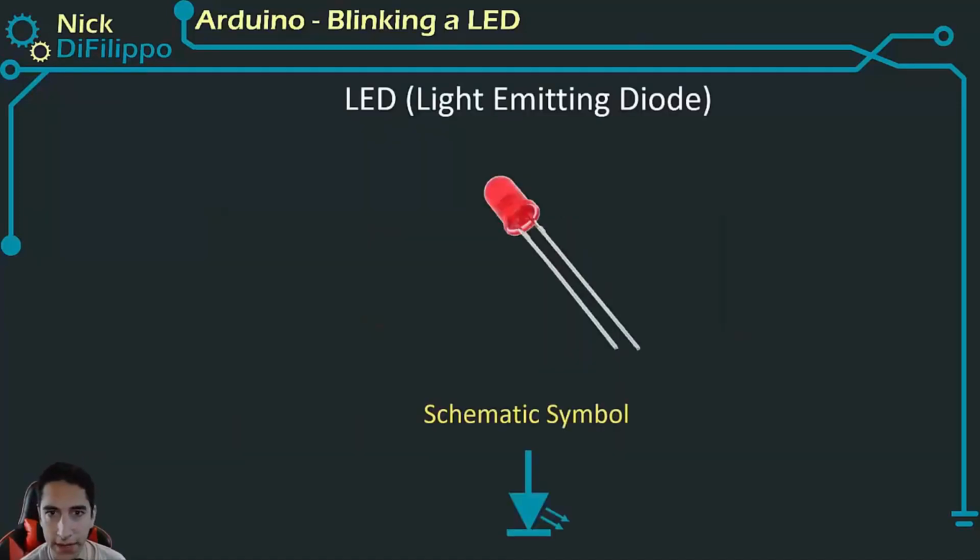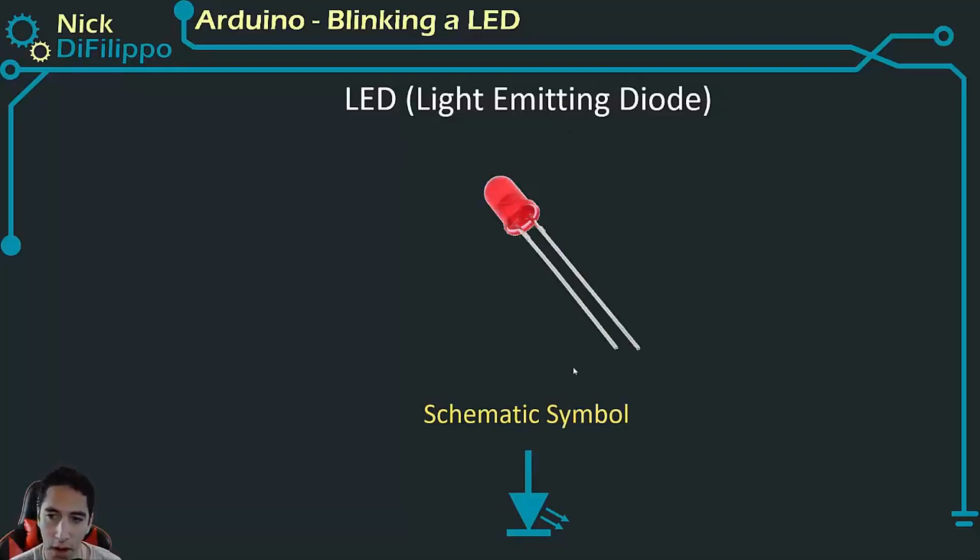Because we want to blink an LED, we need to talk about what an LED is. LED stands for light emitting diode. On a schematic, you might see this symbol right here. This is a diode symbol with a couple of arrows that point away from it. Those arrows pointing away indicate light is being emitted from this diode, a light emitting diode.